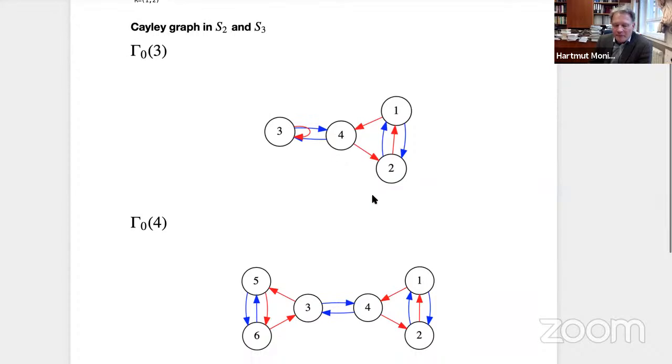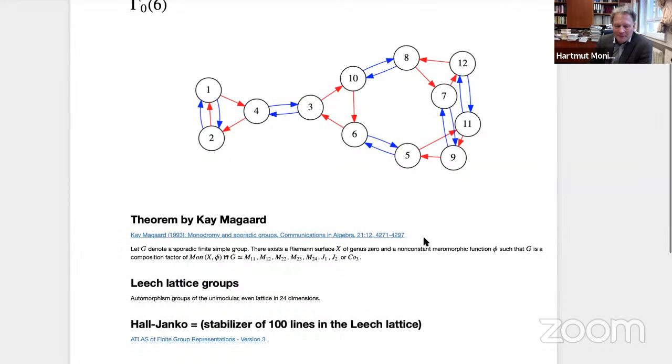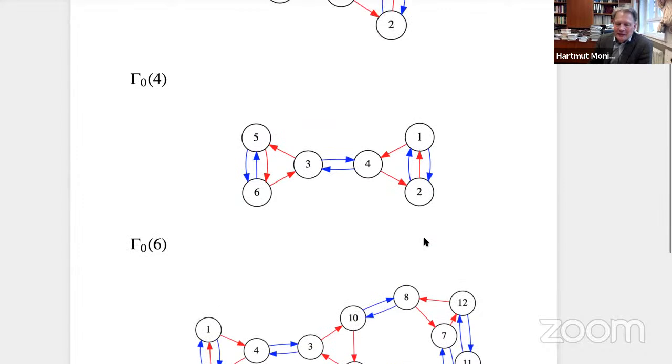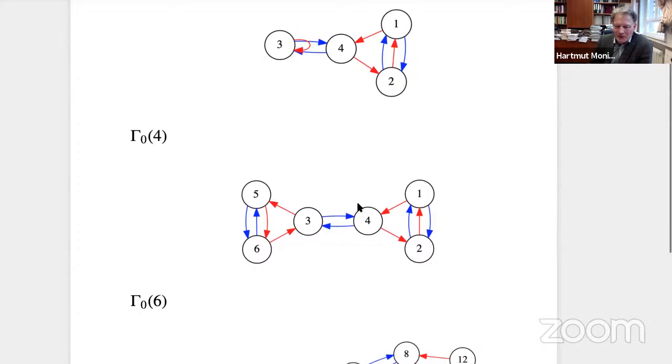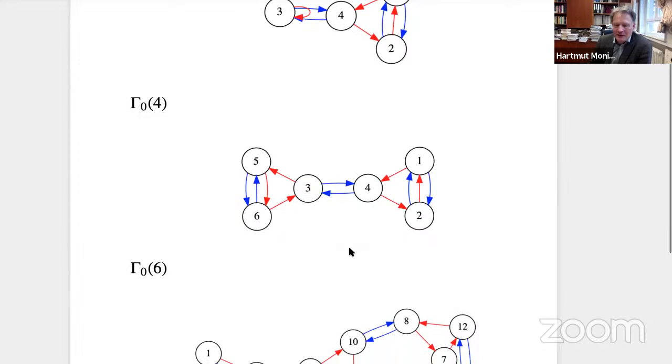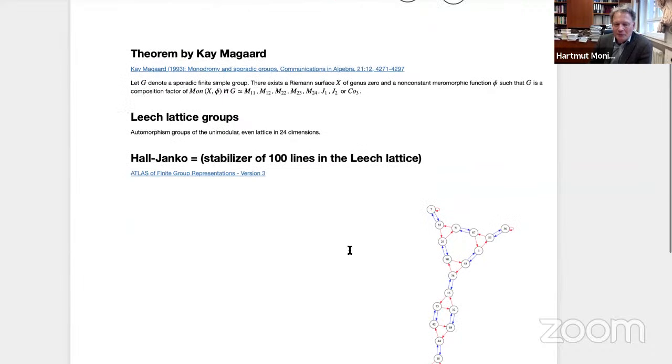In particular, you can basically read off the design directly from that. Now, why is that interesting? Well, having a Riemann surface of genus zero basically corresponds to saying that this graph, this Cayley graph, is embeddable, is planar. So now I want to come to more complicated groups, and that will be discussed later in the talk.